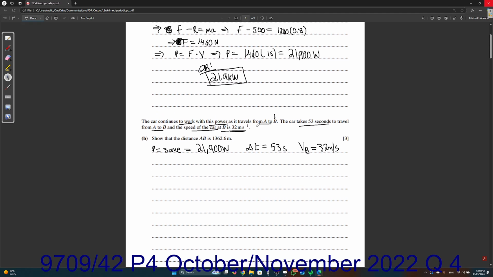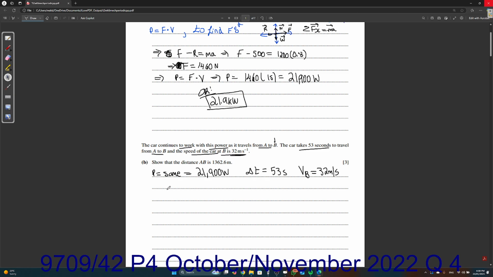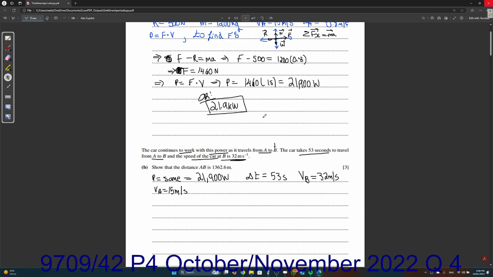So you're going to tell me, okay Walid, what do I do? We have our first velocity. We know that VA is equal to 15 meters per second, right? It was up here.